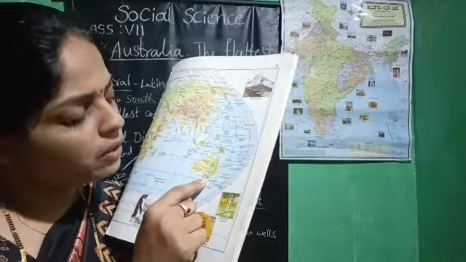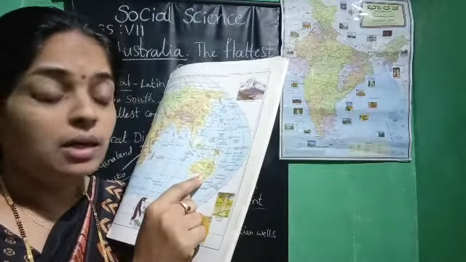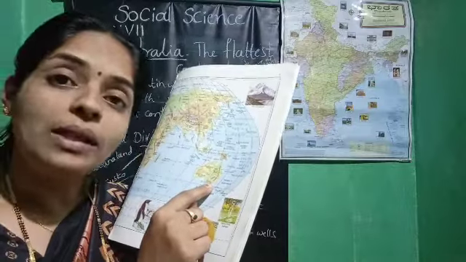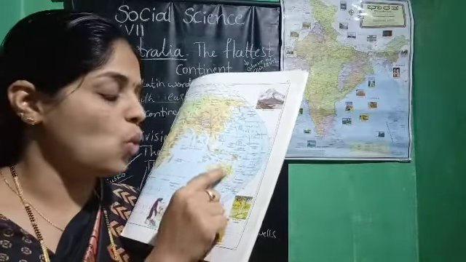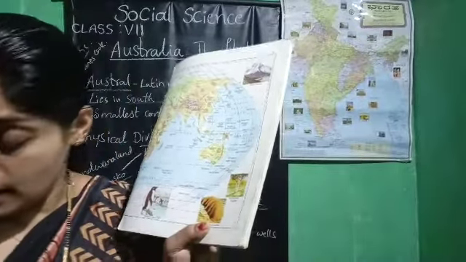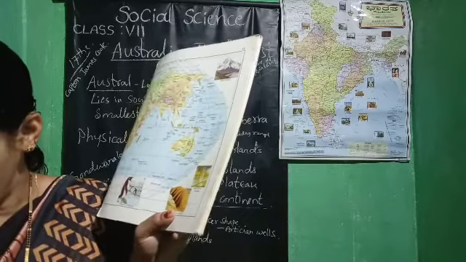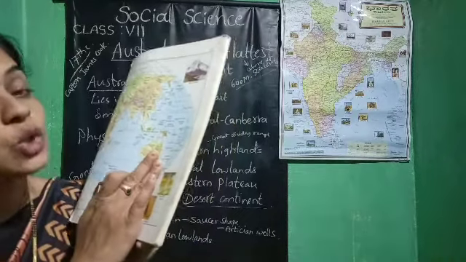Okay, and apart from that, what can you see? In Australia, there is only one capital. The whole of Australia has one capital, that is Canberra. What is that? Canberra is the capital, and Australia is double the size of India.